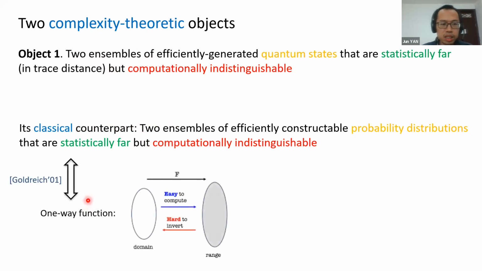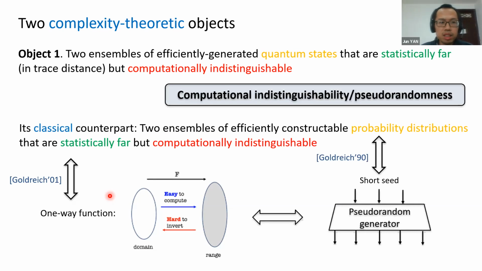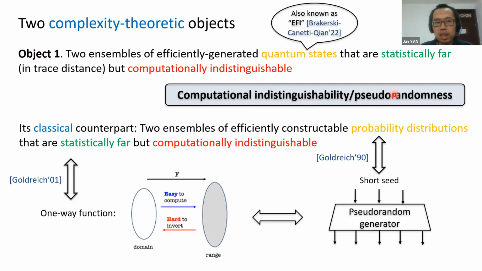Those works show that this classical counterpart is equivalent to one-way functions, and in turn, pseudo-random generators. So this first object can be viewed as quantum computational indistinguishability or pseudo-randomness. This object is also known as EFI in a subsequent work.